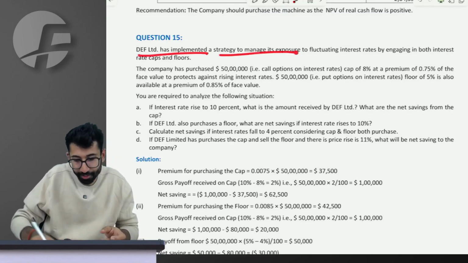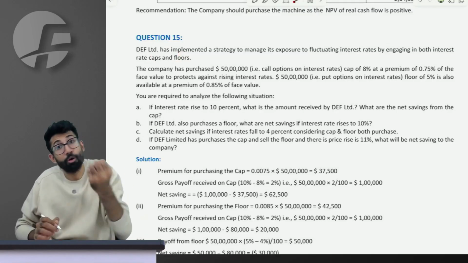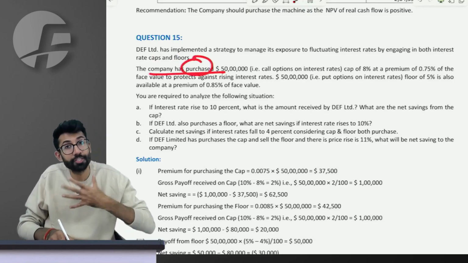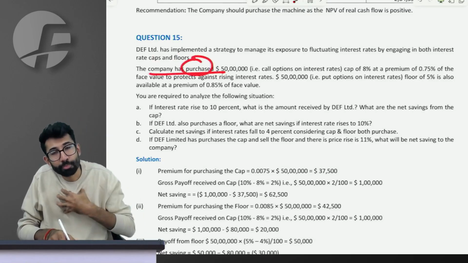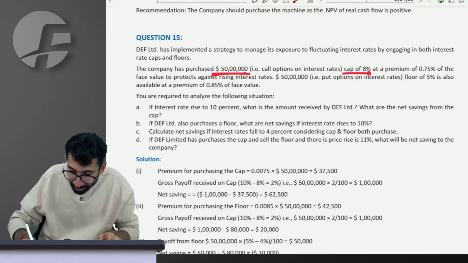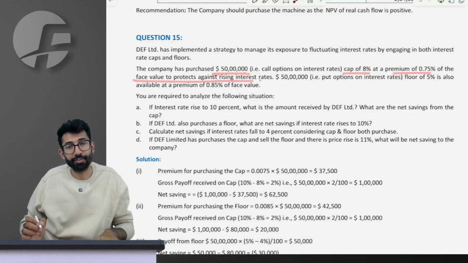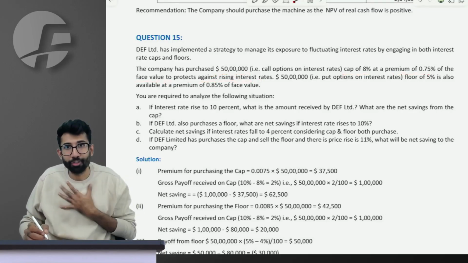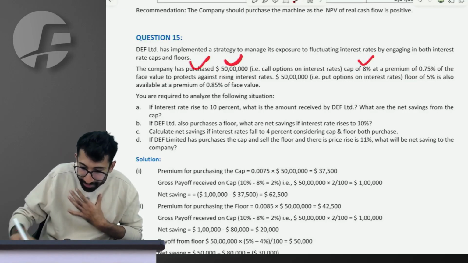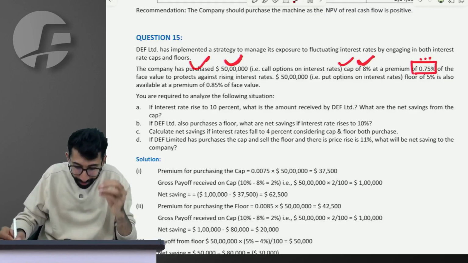DF has implemented a strategy to manage interest rate risk, right? By taking cap and floor. Cap, option to borrow, floor, option to lend. The company purchased, really important, purchase means you have the long position, you have the option, you have a decision to exercise, on a notional principal of 50 million, a cap of 8% at a premium of 0.75% of the face value, to protect against rising interest rate. In simple words, we have the option, because it's purchased, to borrow an amount of 50 lakhs at a rate of 8%. Fine, for which you have paid a premium of 0.75%.